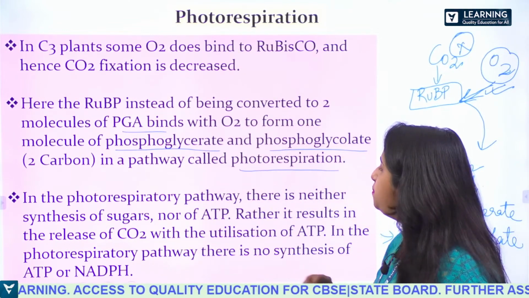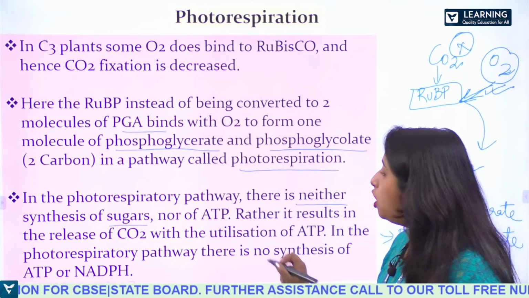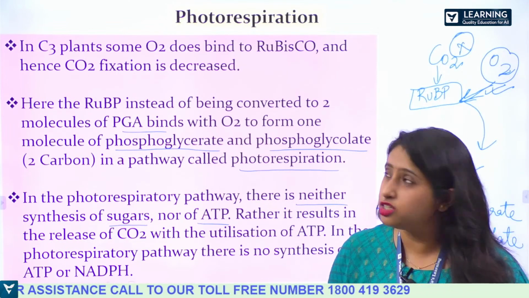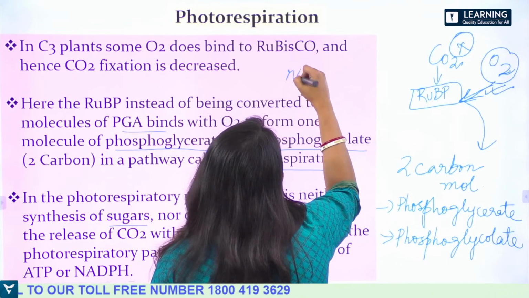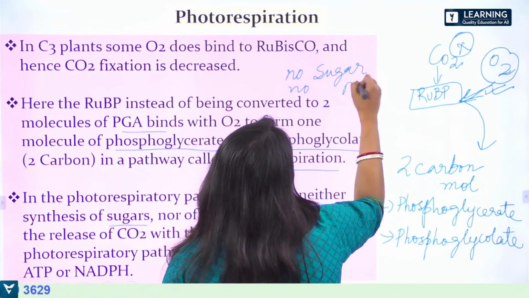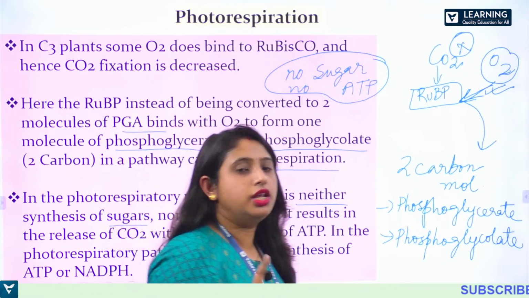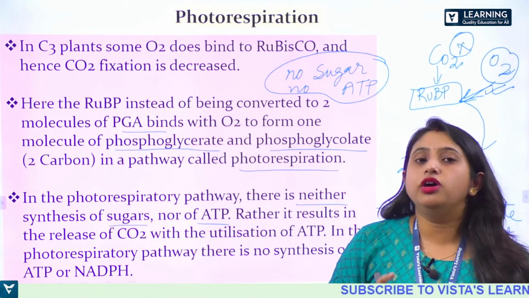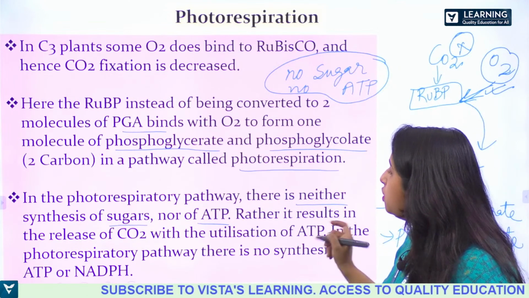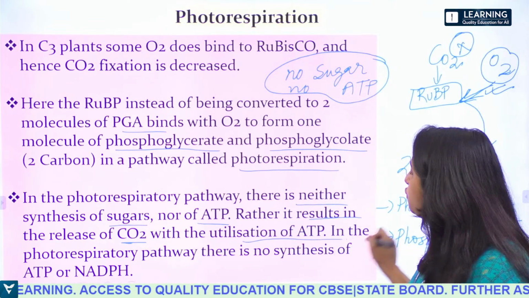In the photorespiration pathway, there is neither synthesis of sugar nor ATP. Here the sugar and the ATP will not be synthesized. No sugar is being formed, no glucose, no sucrose. Nothing is being formed, and no ATP also. The energy molecule is also not formed. Rather, it results in the release of CO2 with the utilization of ATP.